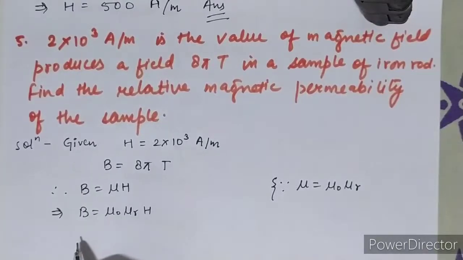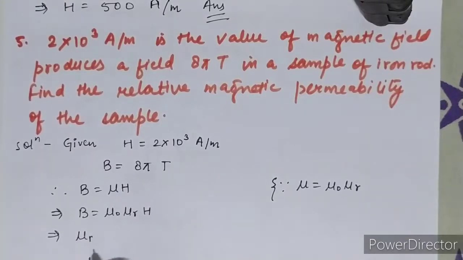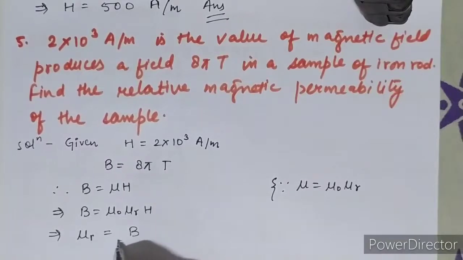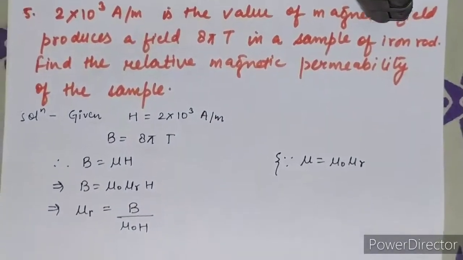B is your magnetic field, mu naught is your magnetic permeability in a vacuum, mu R is your relative magnetic permeability, and H is your magnetizing field. We have to calculate the value of relative magnetic permeability, so mu R equals B upon mu naught into H. Clear? Okay.